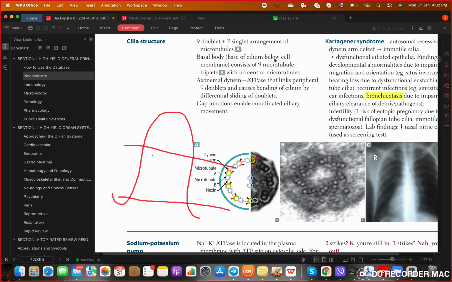Base of cilium below cell membrane. It consists of 9 microtubules. Now it's a triplet. So can you see? 1, 2, 3. 1, 2, 3. So we say 9 multiplied by 3 plus 0 multiplied by 0. Okay? So there's nothing in the middle, right, Doc? Only in the periphery we have. Exactly. Make sense? Yeah, Doc. Okay. The triplet. So that's the basal body.